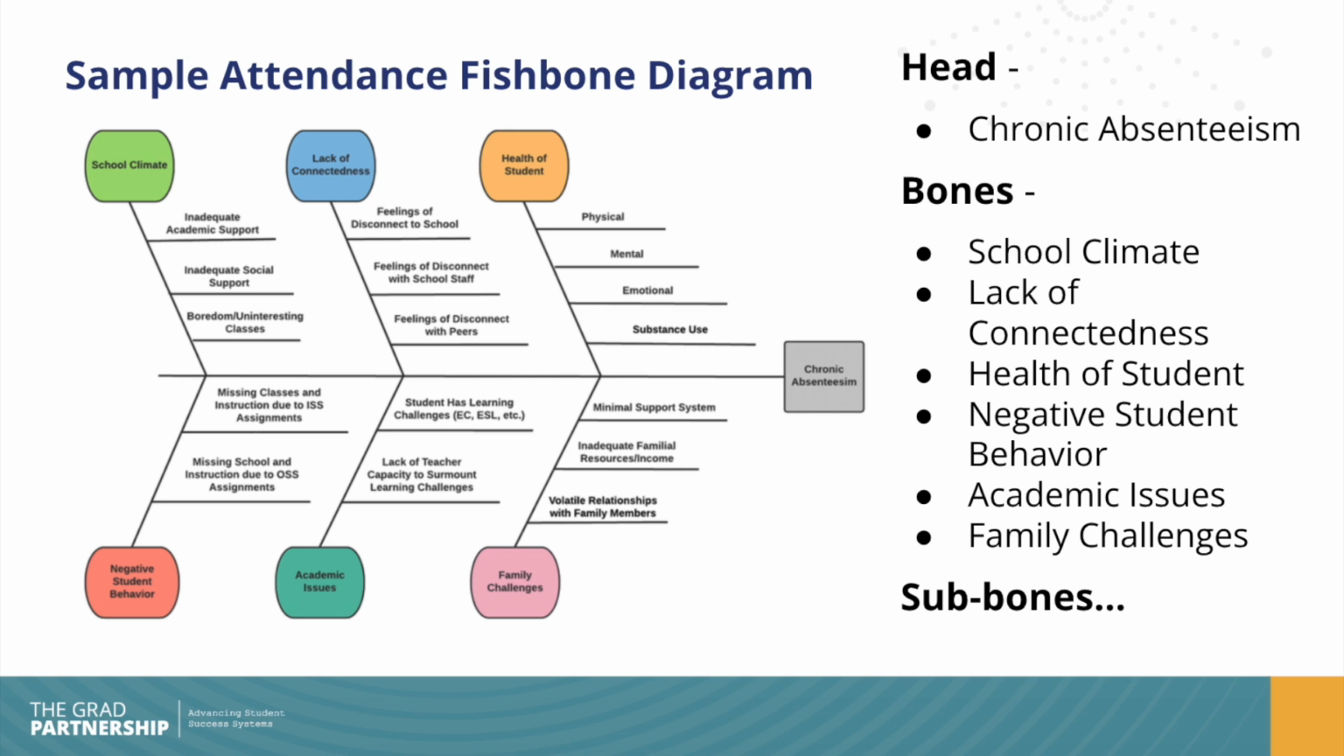They came up with school climate, lack of connectedness, health of student, negative student behavior, academic issues, and family challenges. The sub-bones include the specific reasons that the team members brainstormed. For the most effective answers, it is important to invite students, families, caregivers, and staff members to attend the root cause analysis if they are part of the chosen targeted group.